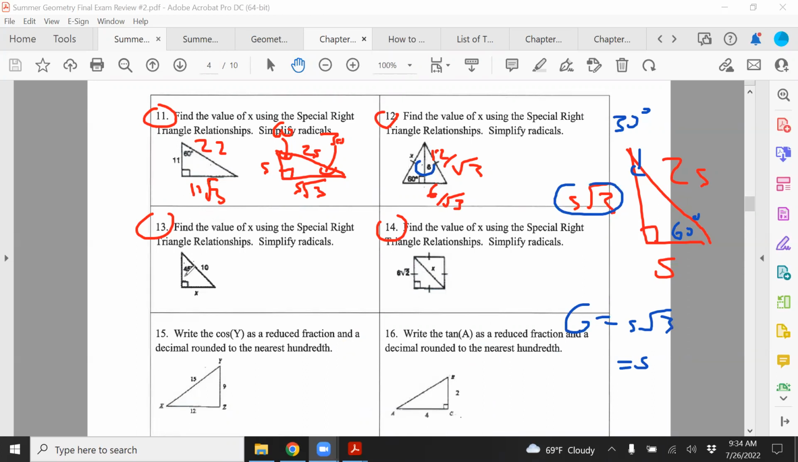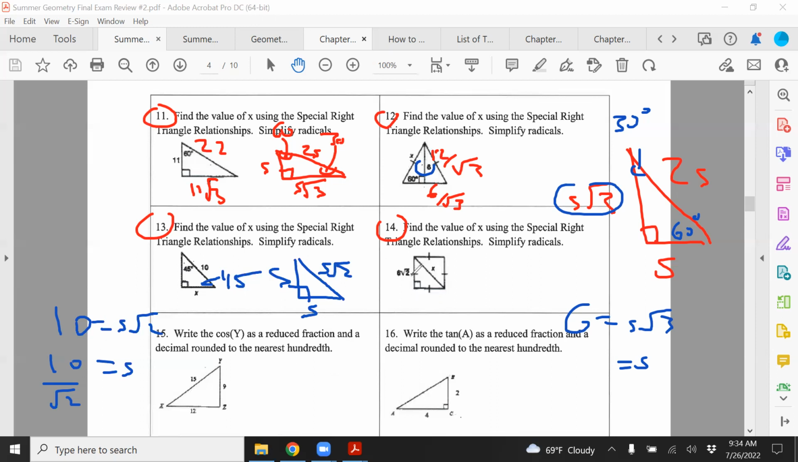13's more the same, but this is a 45, 45, 90 triangle. So in case you guys forgot that, it's just S, S, S root 2. Naturally, these 2 sides have to be the same. Why are these the same? Because both these angles are the same. And if you can factor here, you get S root 2 for my box. So 10 is S root 2, so S is 10 over root 2. And don't worry about simplifying. I'm not going to ask you to do that.